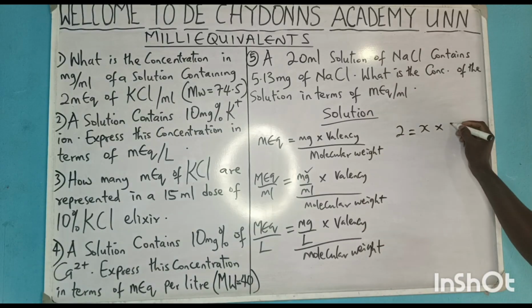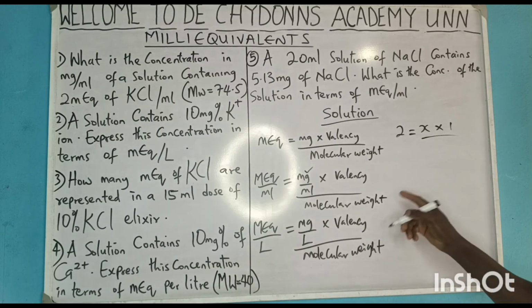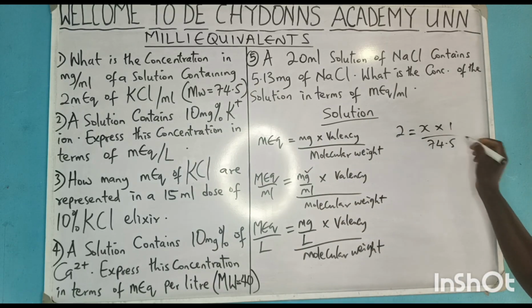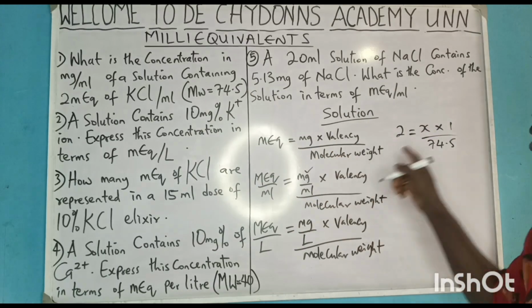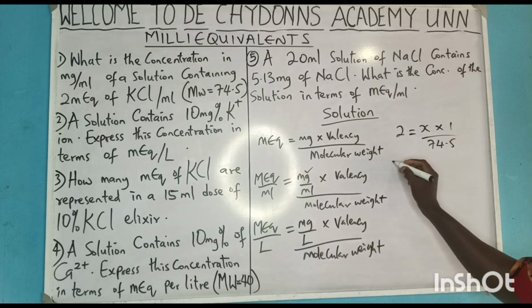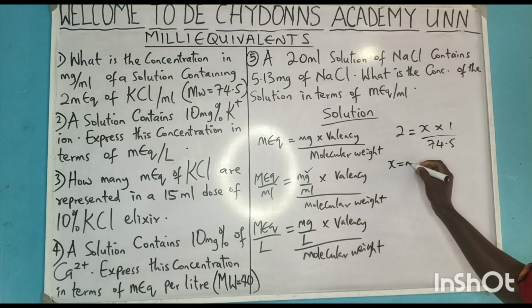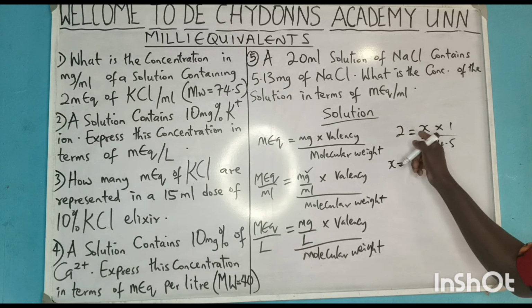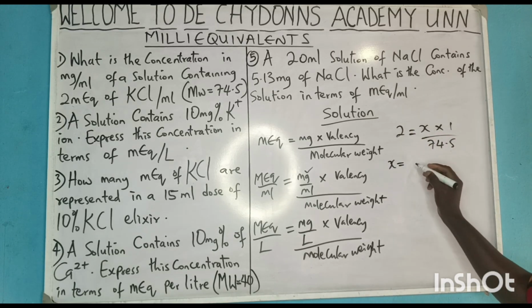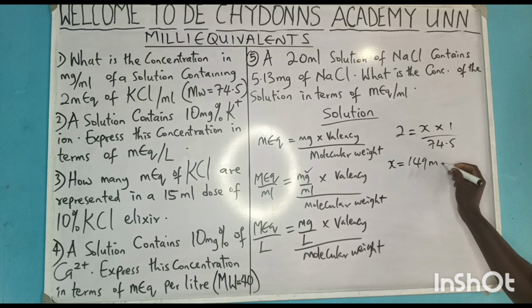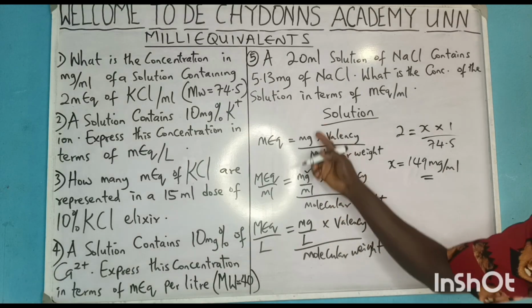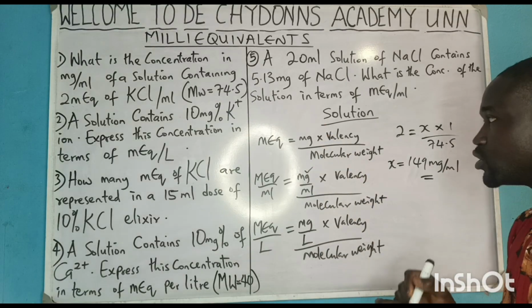And so 1 all over the molecular weight of potassium chloride, which is 74.5. So what is the value for your X, which is milligram per mil? You say X is equal to milligram per mil. S is equal to this times this. This times 1 is S. This times this is what? So 74.5 times it. That will be 149 milligram per mil. Remember, these three formulas, you must have them at your fingertips.